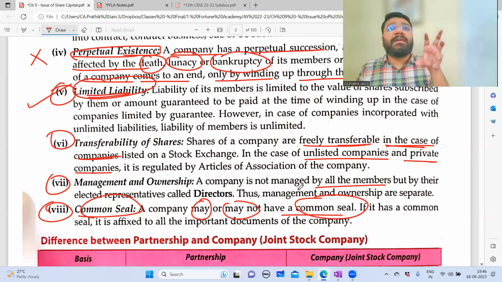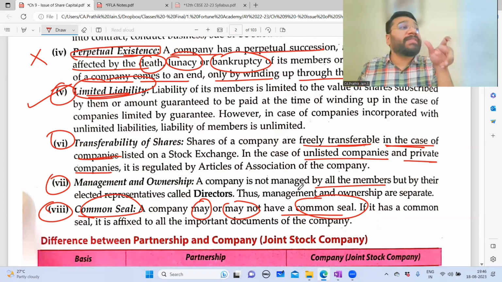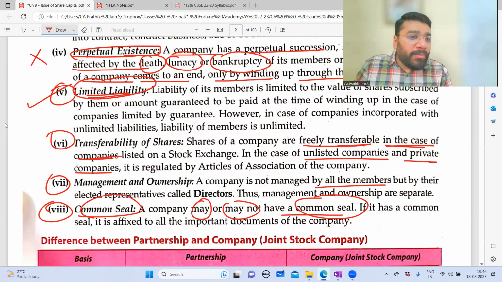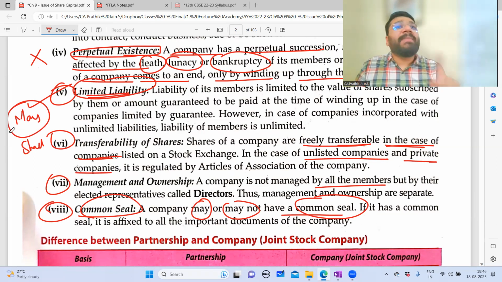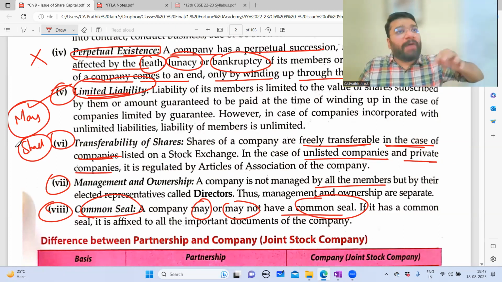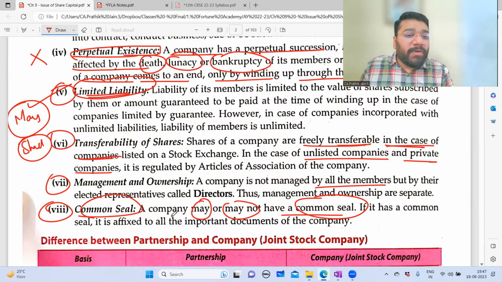So a company seal is kind of a logo, a seal of the company. Now, there's the word "may" and there's the word "shall". What is the meaning of the word "may"? May means optional. In any law you read, whenever you come across "may", it is optional. If you want, you can do it, otherwise it is not required. "Shall" means if they say you shall do this, it is compulsory.